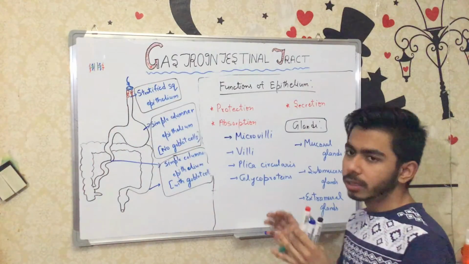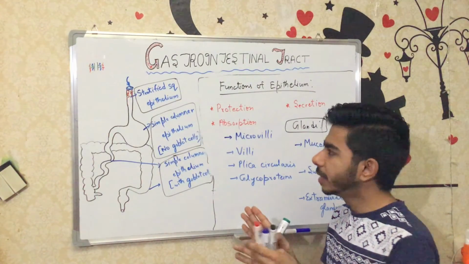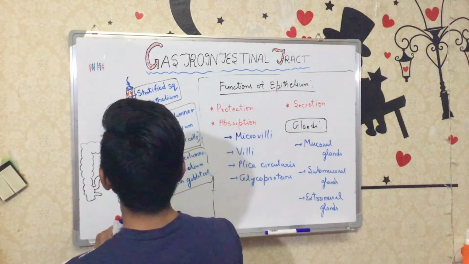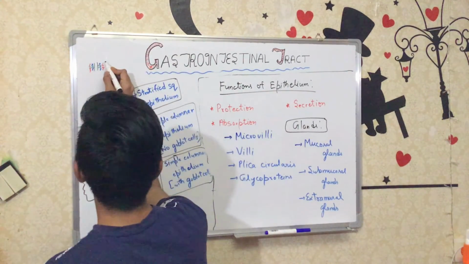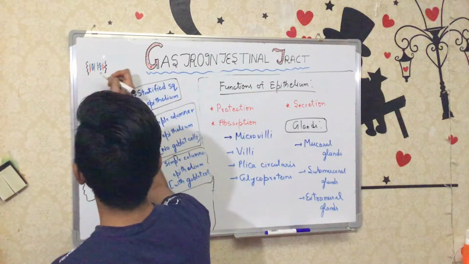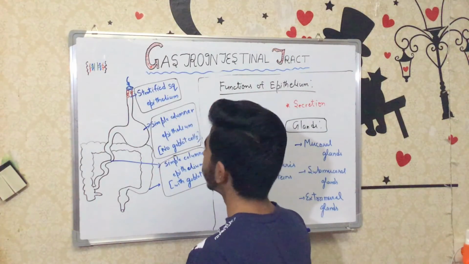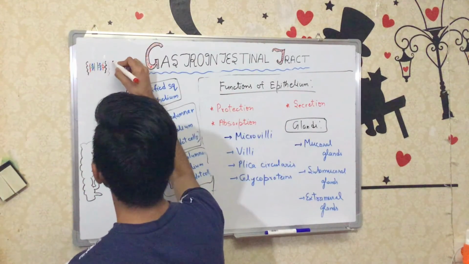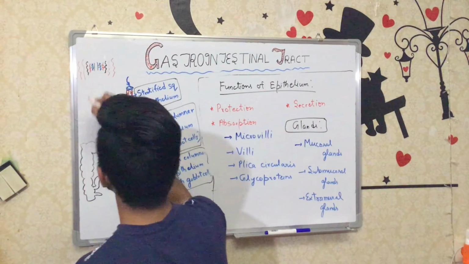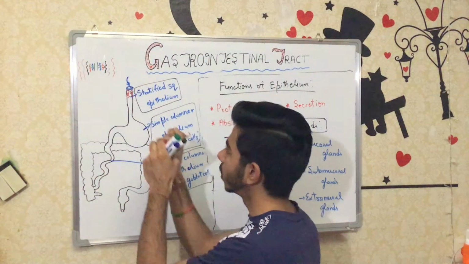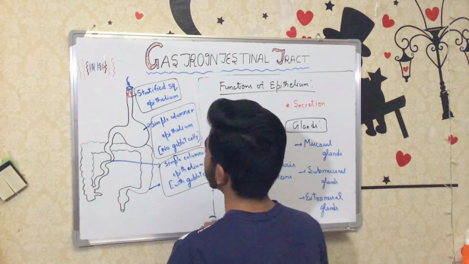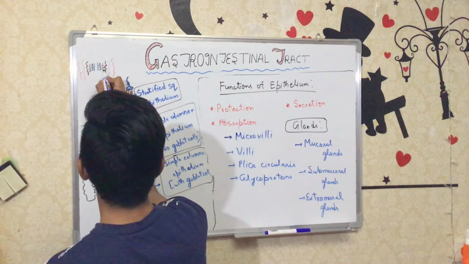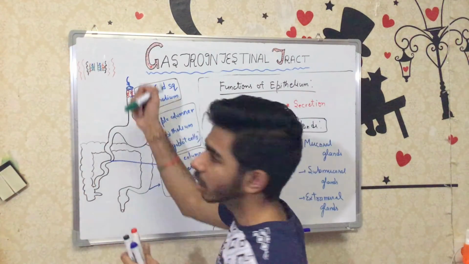However, submucosal glands penetrate through more layers. For example, this was our muscularis mucosae. Then we have the submucosa, and under it we have the circular and longitudinal layers of the muscularis externa, the longitudinal layer outside and the circular layer more inside. These submucosal glands are present in the submucosa like this, so they are reaching up to the submucosal layer.